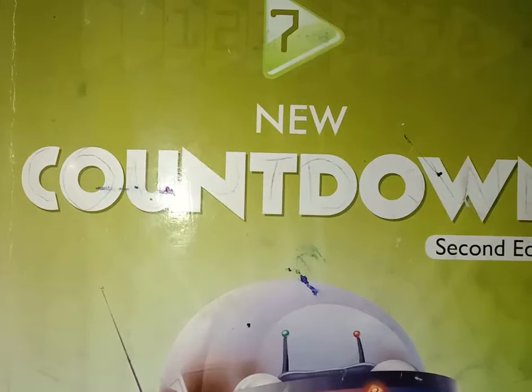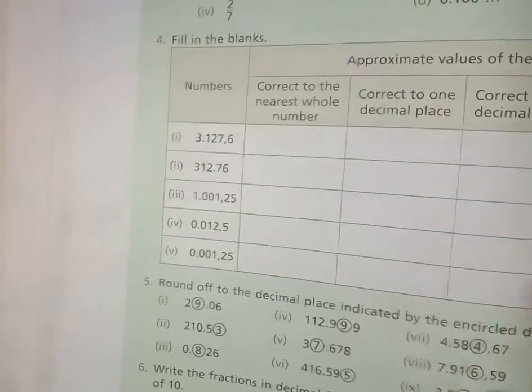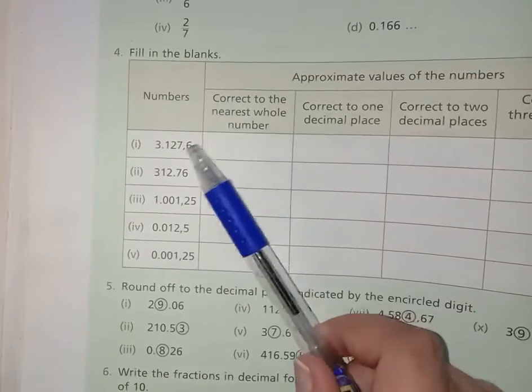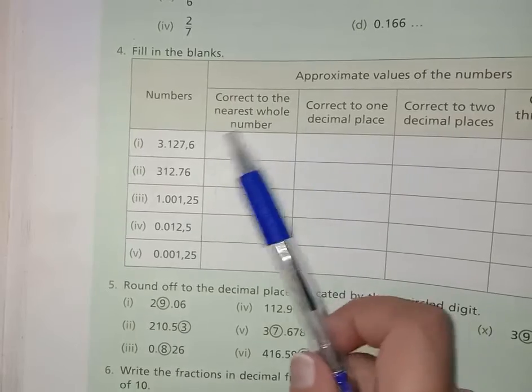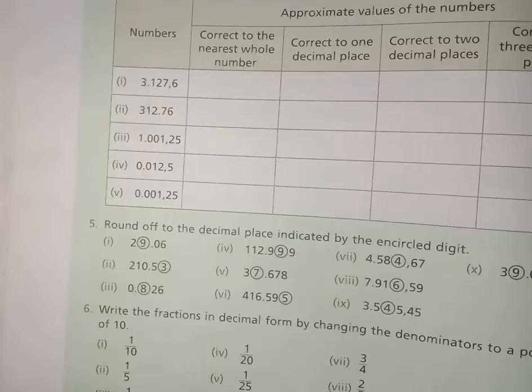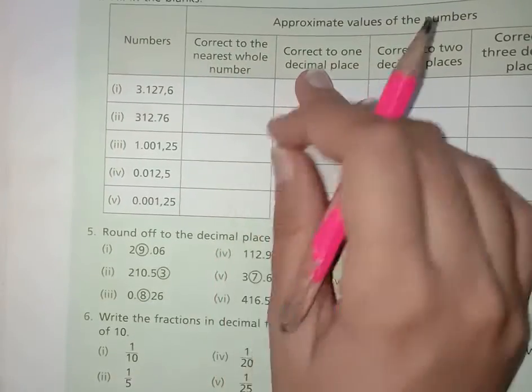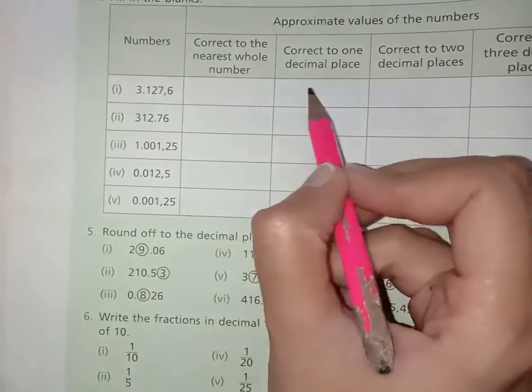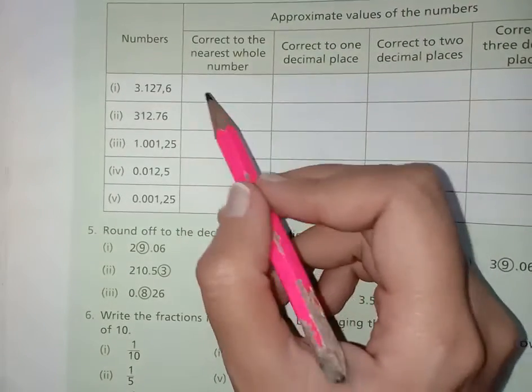All are fine. Today our book is 7 New Countdown second edition, and our exercise is 3. We have done question number 3. Today our topic is question number 4. We have to solve this table.